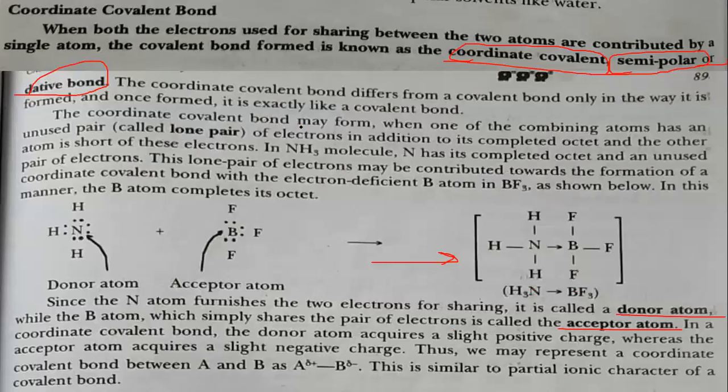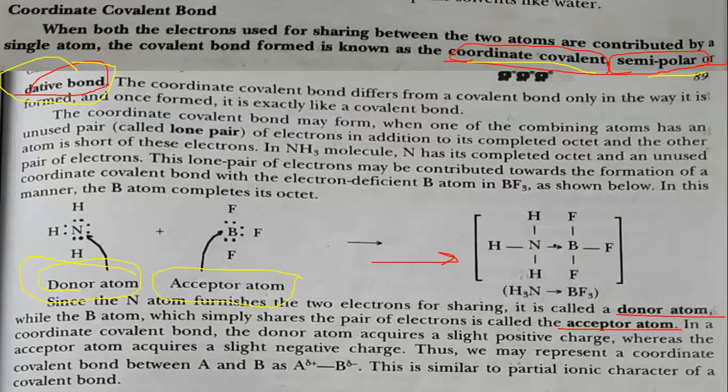Okay, now the coordinate covalent bond. What is a coordinate covalent bond? It is also called semi-polar or a dative bond. What happens in this case? All the electrons are given by only one partner, and the other is the acceptor. See here, the nitrogen is the donor atom, and the boron is the acceptor atom.